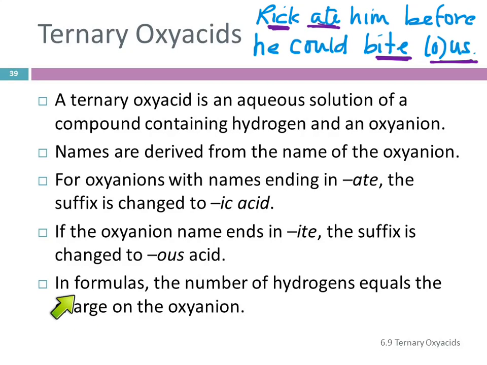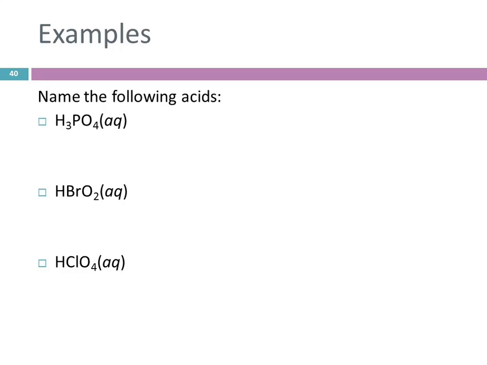When we're looking at the formulas, just as with the binary acids, the number of hydrogens in the formula equals the charge on the oxyanion. So now that we've gone over the basics, let's do some examples. Name these guys.